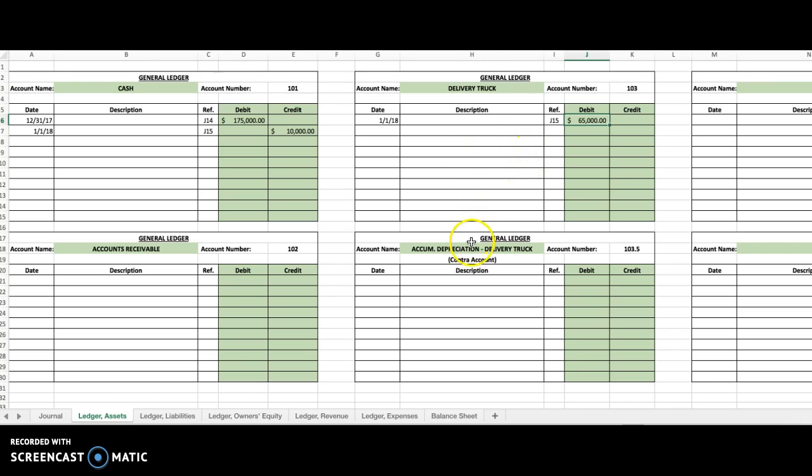What's important here is the account right below the delivery truck. A new account called Accumulated Depreciation Delivery Truck. And this is something called a contra account that I will be explaining in a few minutes. It's associated with the delivery truck. The account number shows us that. The account number is 103.5, which is connected with account 103, which is the delivery truck. So we will come back to that.